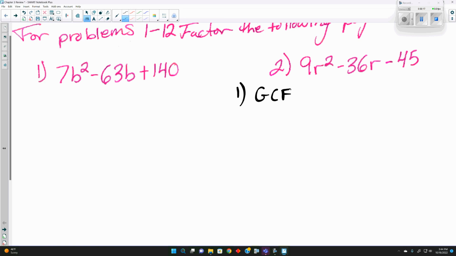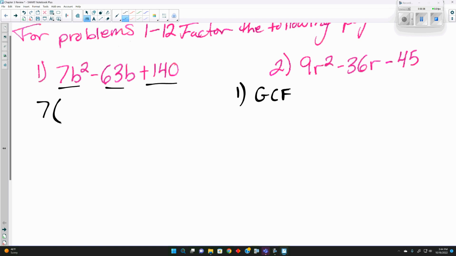quadratics, the first thing we look for is a greatest common factor. We look to see if there is a number that will go into all three. And if there's a negative in front of b squared or x squared or whatever the variable squared is, we can factor that out. Now for the first one here, we do have a greatest common factor of 7, and we're going to divide it out of all three terms.